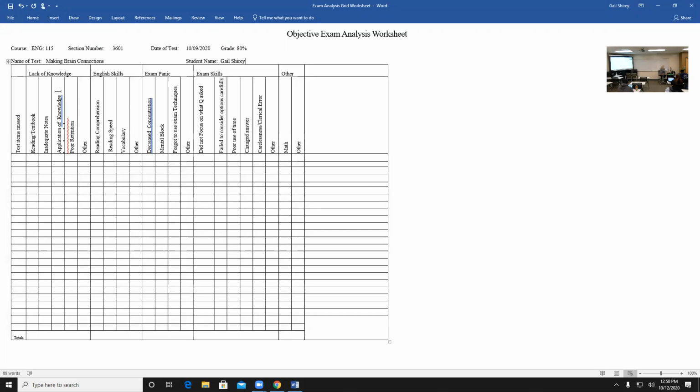Now, what you have to do within the first column, this is the column you start in right here, is list any of the questions you got wrong. Just write the number of it. So if it's 80%, that means you got 4 questions wrong, right? Because they're each worth 5%. There were 20 questions, you got 4 wrong, it's 80%. So I'm just going to make something up, but whatever the ones you got wrong, that's what you list.